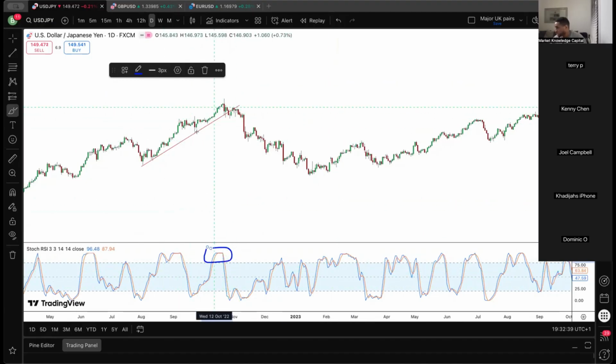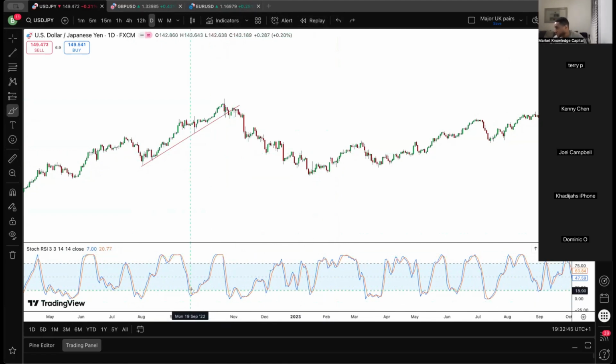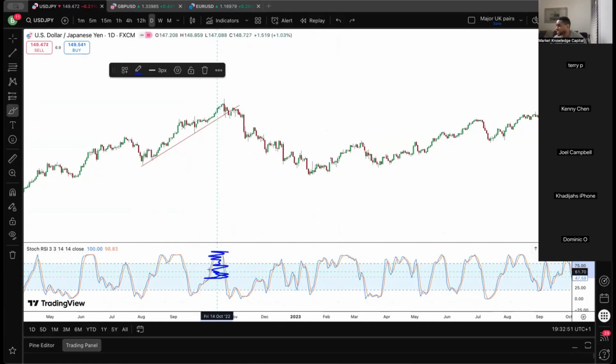If this chart was, let's say, going up like this, and none of this had ever happened, try to visualize this, this never happened at all, so it was only doing this. This is all you could see within the stochastic whilst the price was up there.